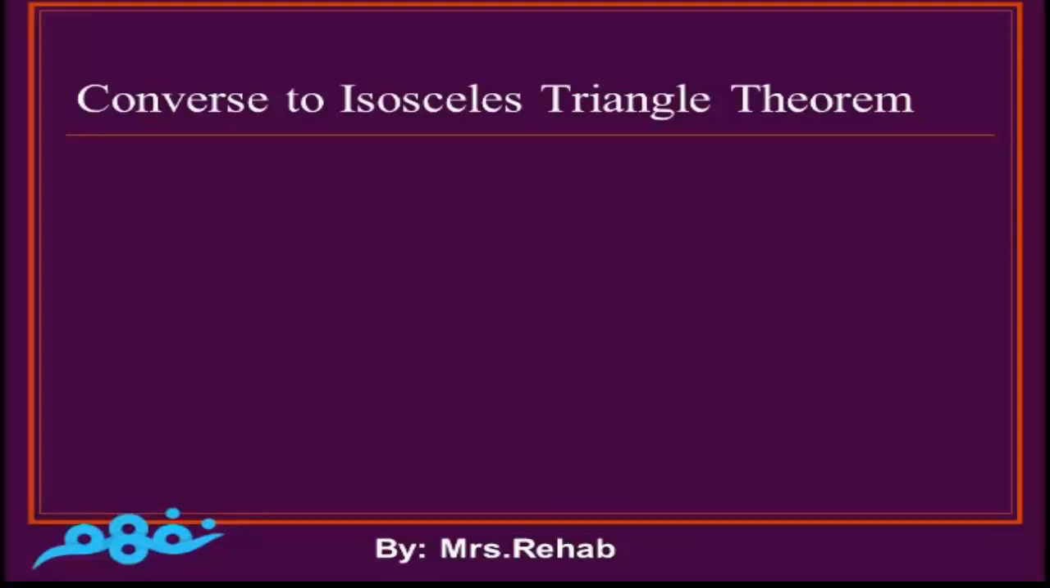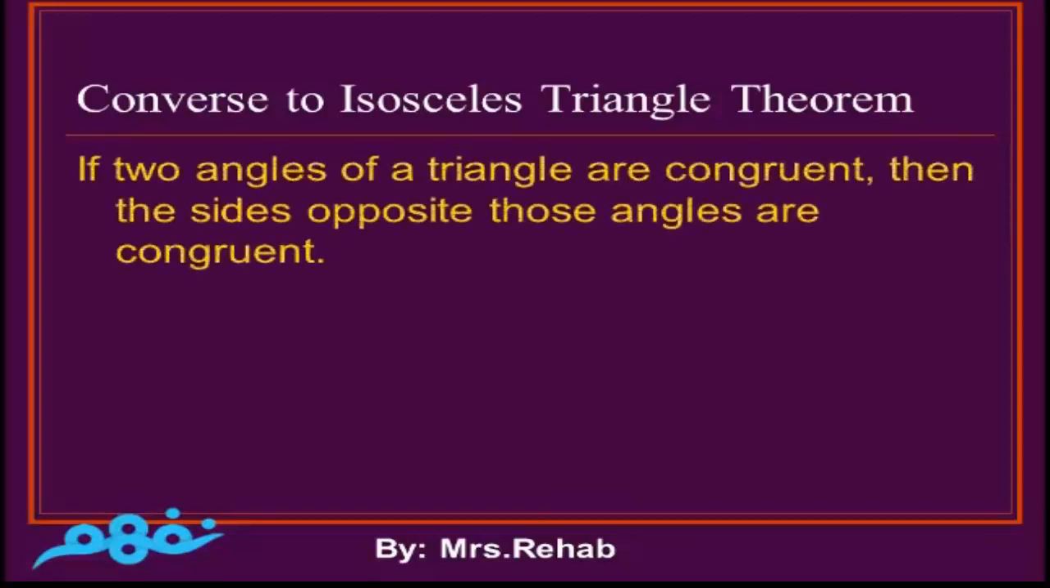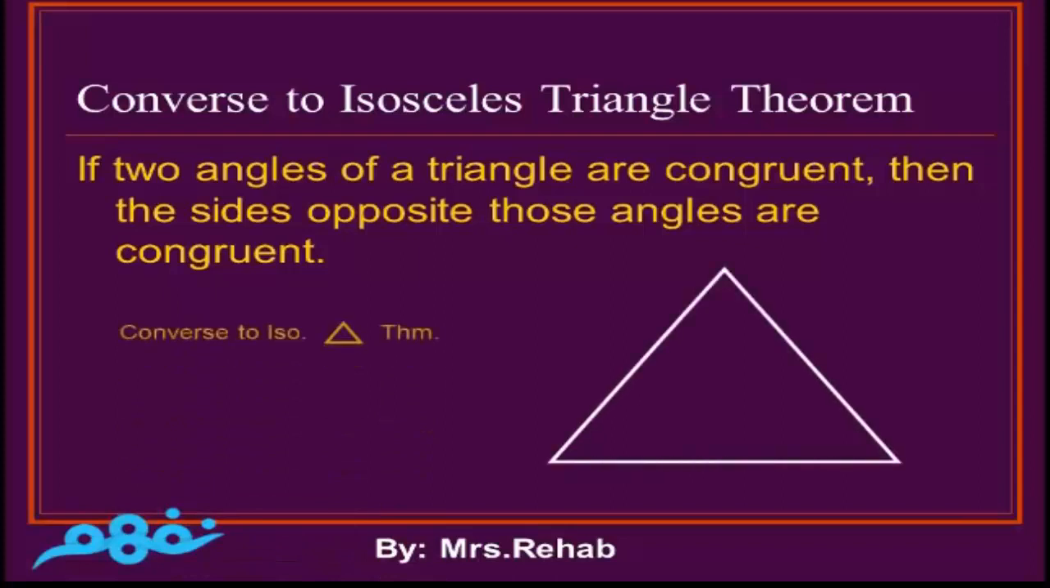Converse of the isosceles triangle theorem. عكس الثيرم بتاعت ال isosceles triangle. If two angles of a triangle are congruent then the sides opposite those angles are congruent. لو جاب لنا العكس، لو قال لي ان احنا عندنا triangle لقينا فيه ان ال two base angles are equal in measure معنى كده ان ال sides opposite those angles are congruent، معنى كده ان ده isosceles triangle.